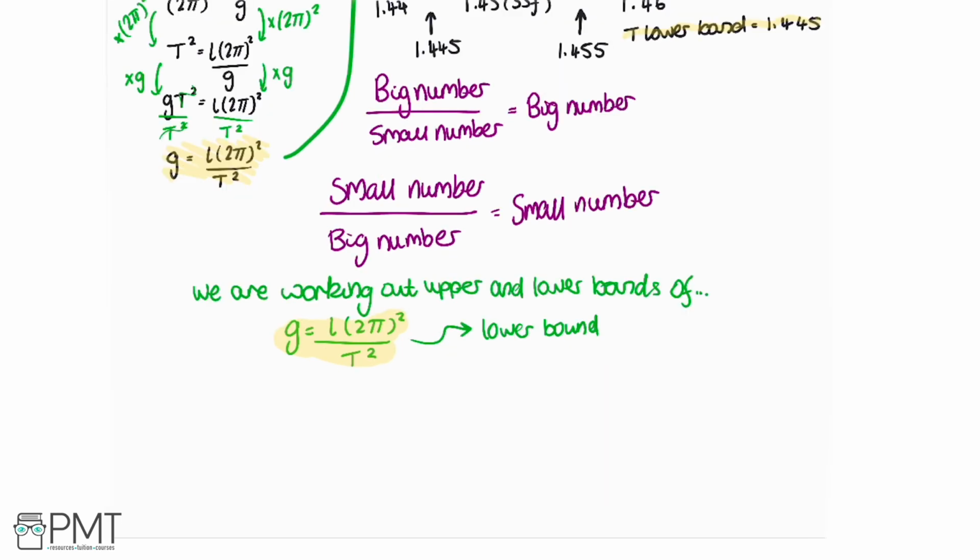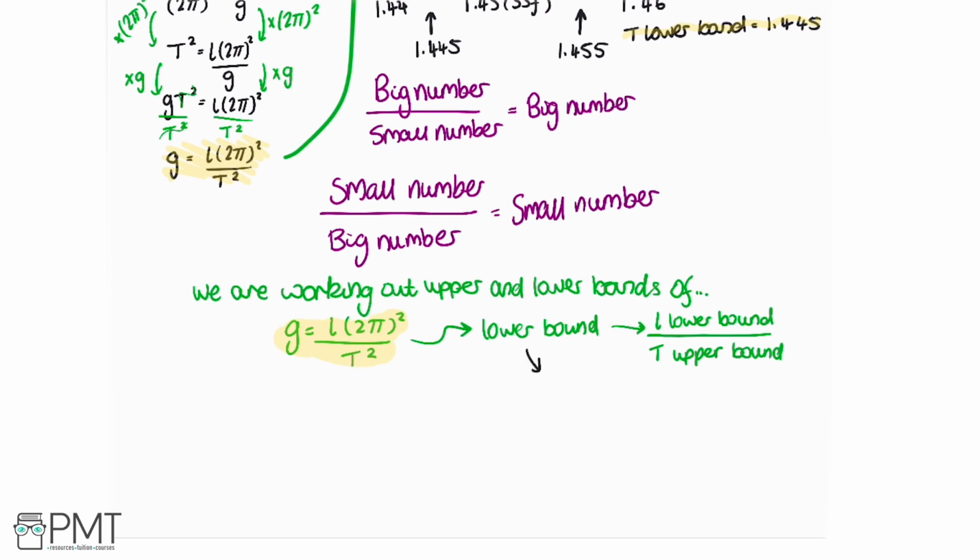For the lower bound, we want a small number. So to get that, we want a small number divided by a big number. We've got L on the top and T on the bottom. So we want the smallest possible value for L on the top. So we're going to use the L lower bound, and we want the largest possible value for T on the bottom, so we're going to use the T upper bound.